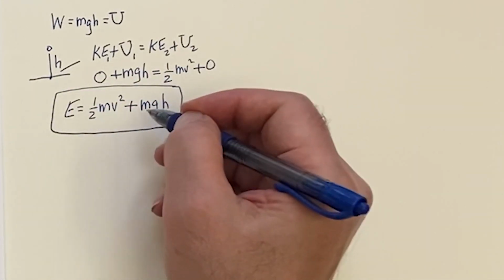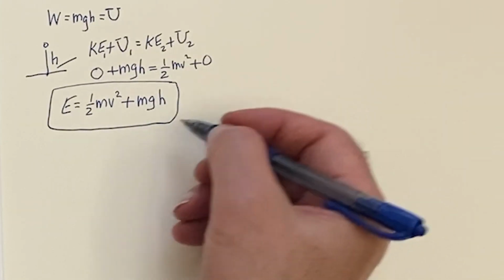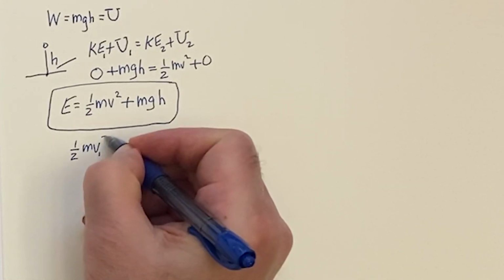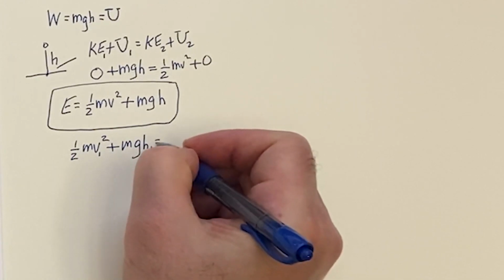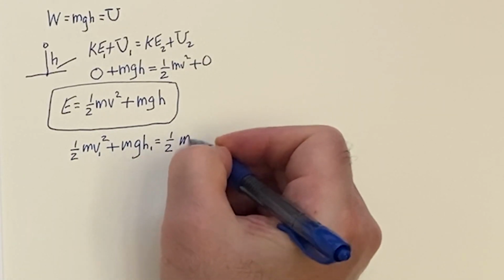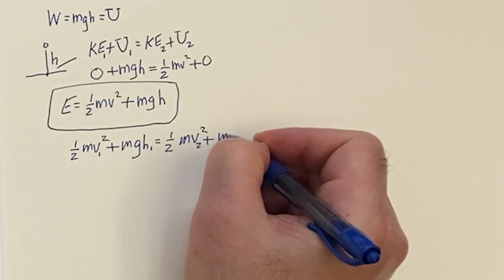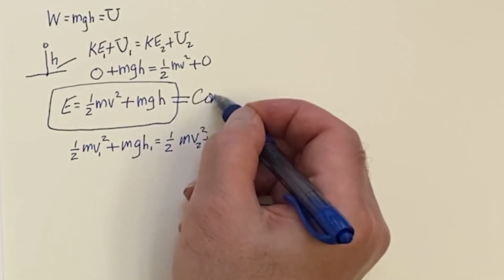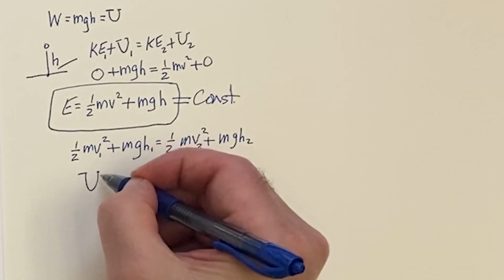Like that would be the same at all the points. So that's kind of cool to see that. So in other words, 1/2 mv1 squared plus mgh1 is 1/2 mv2 squared plus mgh2. And like this is a constant. All right. So potential energy, mgh.